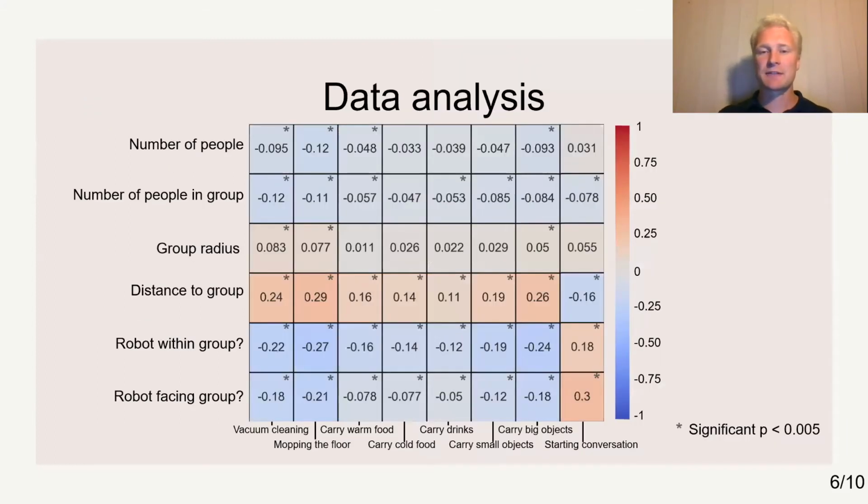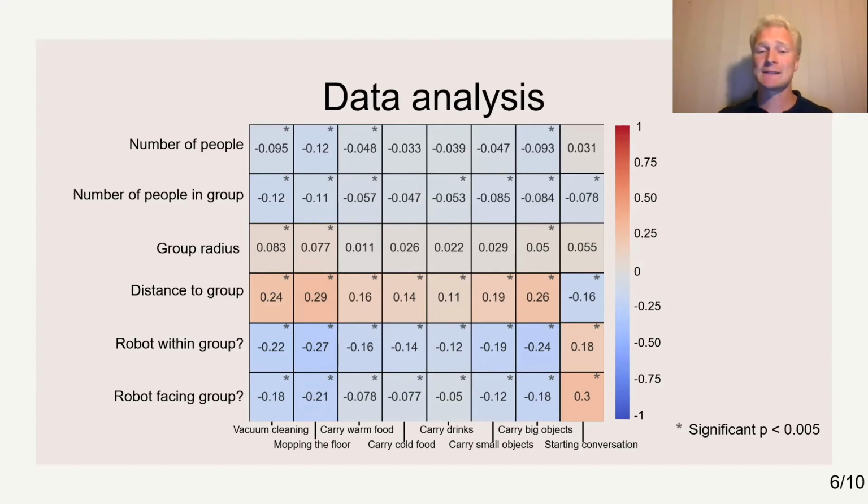If we take a look at the data from the dataset, we can provide some interesting insight. For example, when looking at features such as number of people in the room, number of people in a group, whether the robot is within a group or whether the robot is facing a group, we see that intrusive actions such as vacuum cleaning, mopping the floor, or carrying big objects show a negative correlation with social appropriateness, meaning that it's deemed less appropriate to do these actions when there are a lot of people in the room, the robot is standing within the group, or when the robot is facing the group. They're basically deemed too intrusive for that.